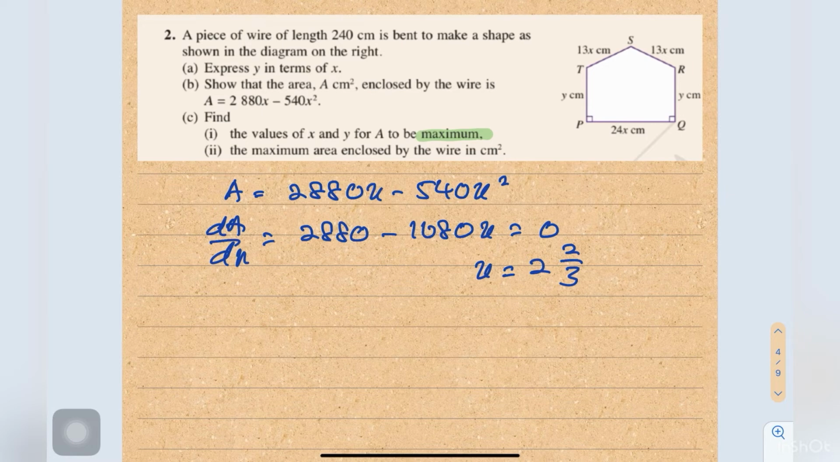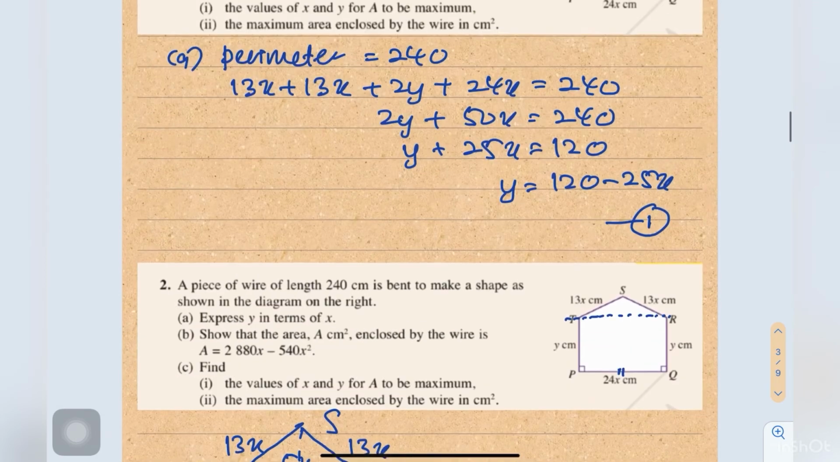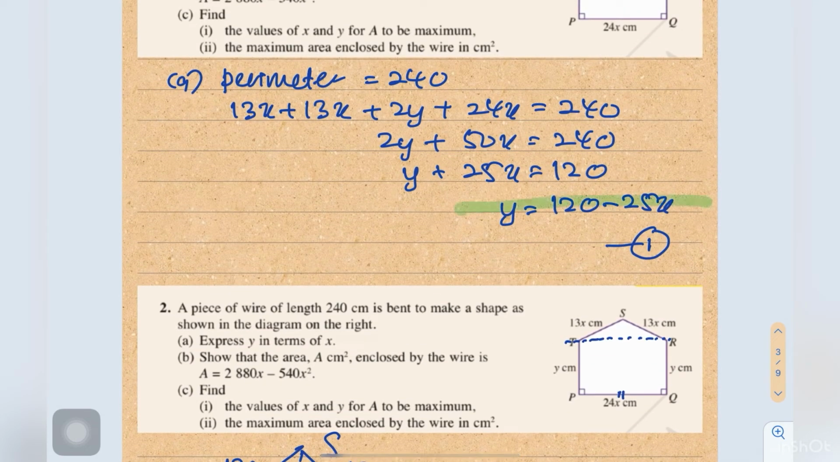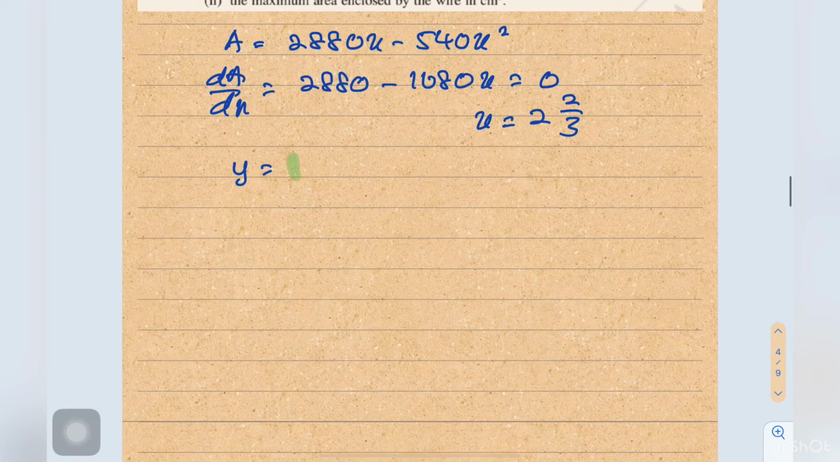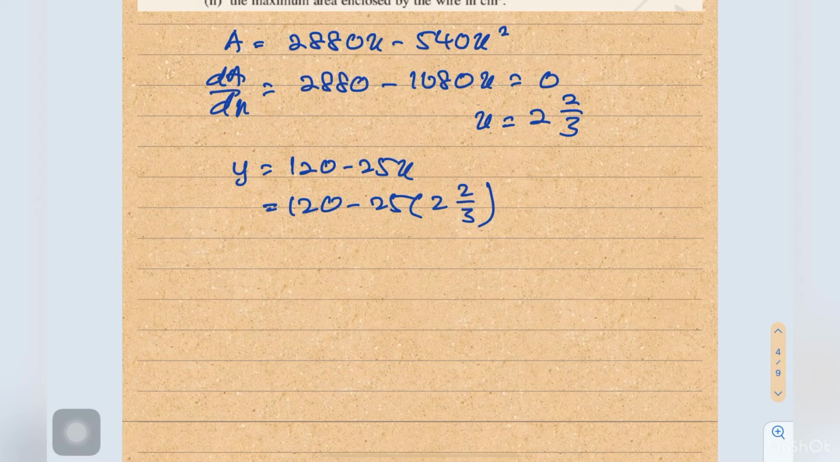So the question asks you to find y as well. So we substitute into y previously from 2a. Okay, from 2a we have this one. Okay, y equals 120 minus 25x. So we substitute x is 2 over 3. So we get 53 1 over 3.